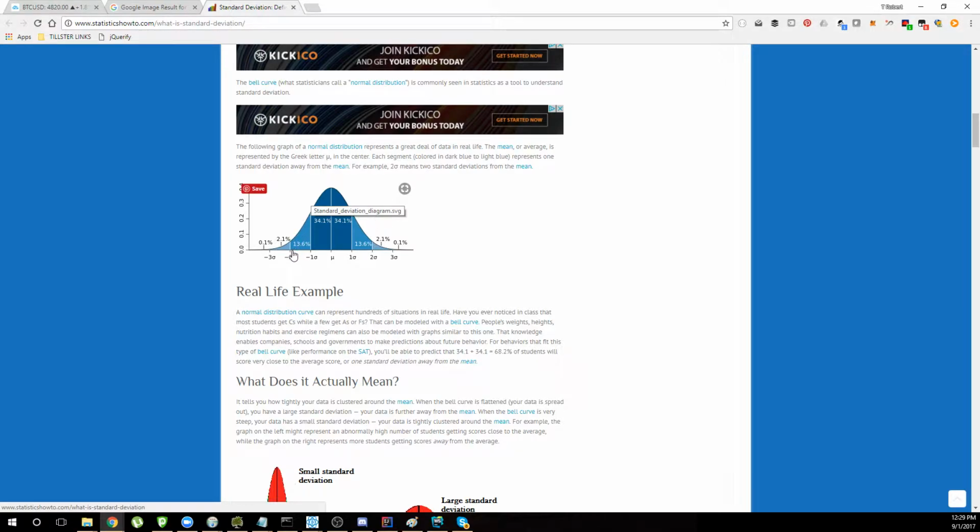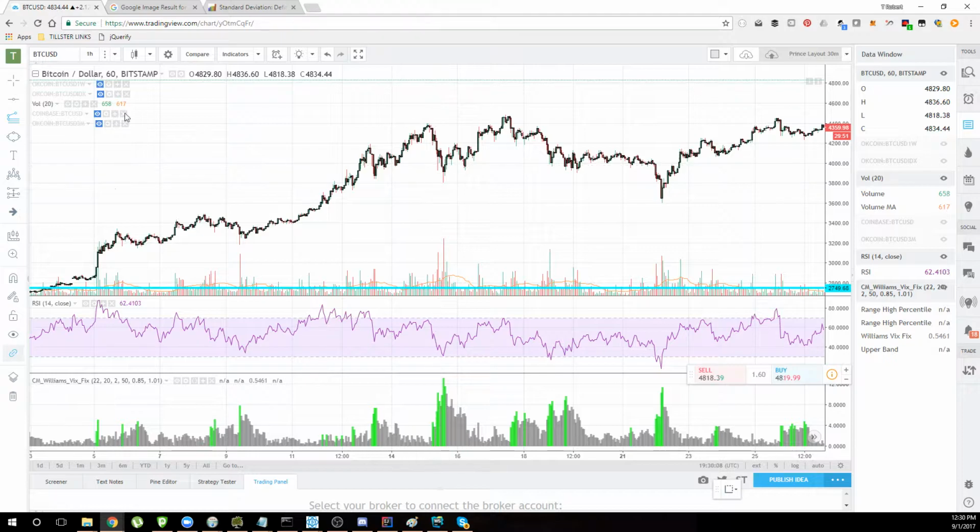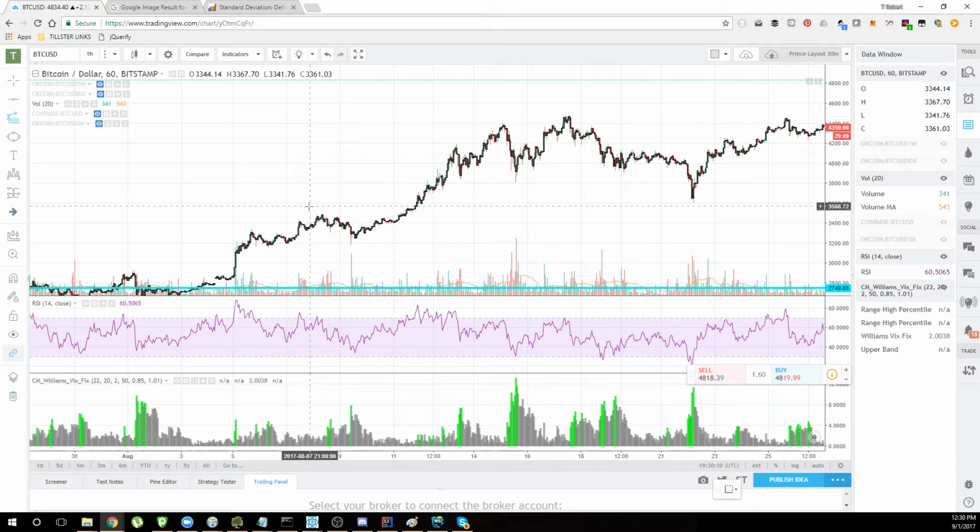95% of the time, any price motion up or down is going to be within one or two standard deviations. Within one standard deviation, 68% of the time. Within two standard deviations, 95% of the time. So that means it's going to be outside of that range 5% of the time, measured in the past.